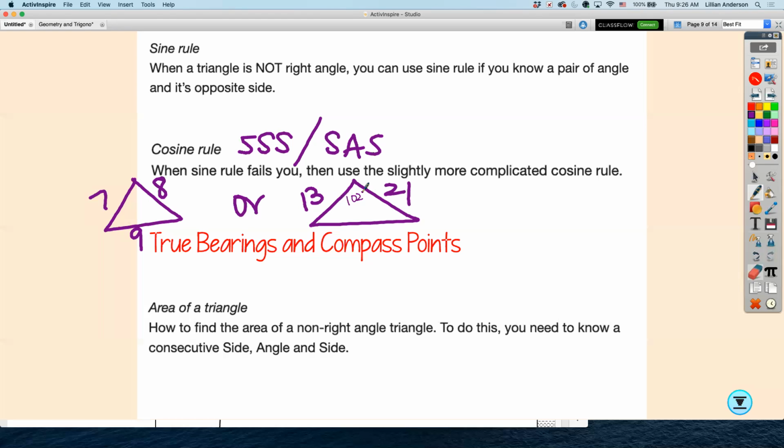True bearings and compass points. This came with the applications of sine and cosine rule. True bearings was when you represented an angle with 3 digits, okay? So let's say a car was traveling at a bearing of 50 degrees. It will be written like so. Bearings always came from a north direction, heading clockwise. So you would start with an imaginary north line, and then you would head clockwise for 50 degrees. So your 50 degrees would be there.